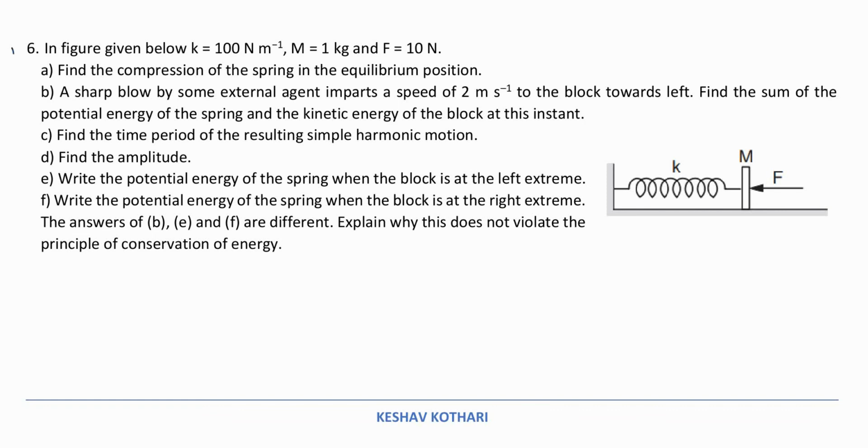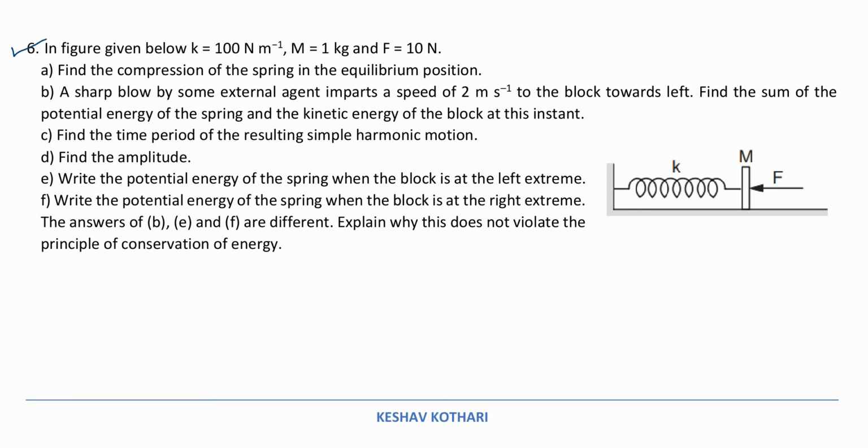Let us deal with problem number 6 in this segment. In the figure given below, k equals 100 Newton per meter, m equals 1 kg, and F equals 10 Newton. The first problem asked is to find the compression of the spring in the equilibrium position. The second one: a sharp blow by some external agent imparts a speed of 2 meter per second to the block towards the left. Find the sum of the potential energy of the spring and the kinetic energy of the block at this instant. The next one is to find the time period of the resulting SHM. Then it is asked to find the amplitude of SHM.